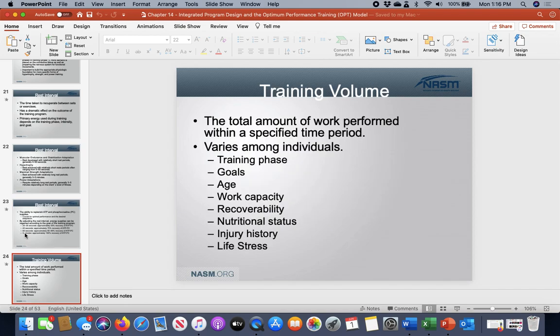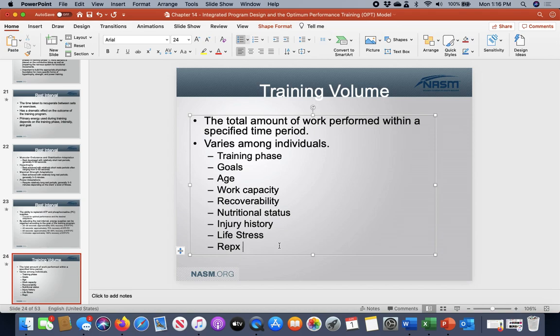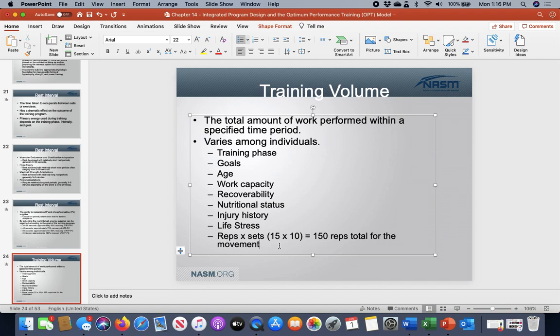Training volume, when we talk about training volume, what is it? It's the total amount of work performed. For the most part, training volume really revolves around this method right here. It's usually reps times sets. So if you're doing 15 reps times a total of 10 sets, what you're really getting is 150 reps total for the movement. That's what we're talking about.